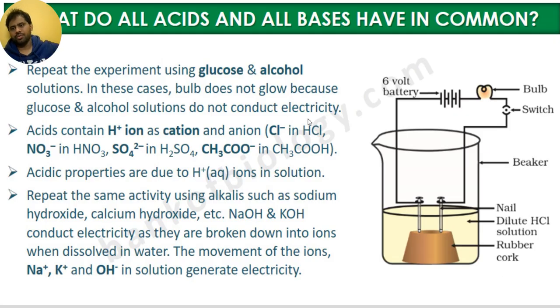Okay, so they ask this question in the exam: why are acids generating electricity and the bulb glowing, and not for glucose and alcohol? Because acids contain H+ ion as cation, and the anion, Cl negative. They are able to conduct electricity through their solution, and the bulb is glowing. But this is not the case for glucose and alcohol.